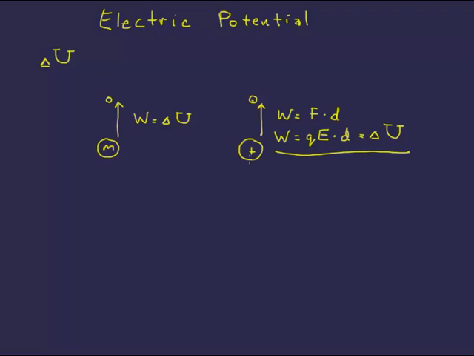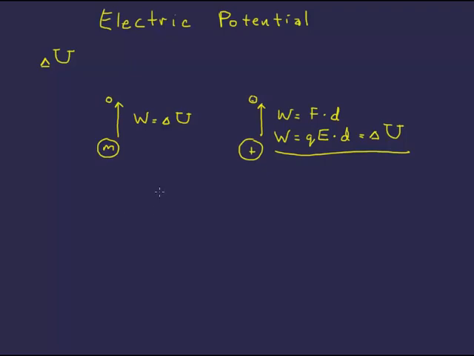Now, if I was to release this charge, just like if I was to release a mass that was held above the surface of the Earth, it would move back down in the other direction, and you could have that potential energy turn into kinetic energy. So the same ideas apply here as applied when we learned about gravitational potential energy.